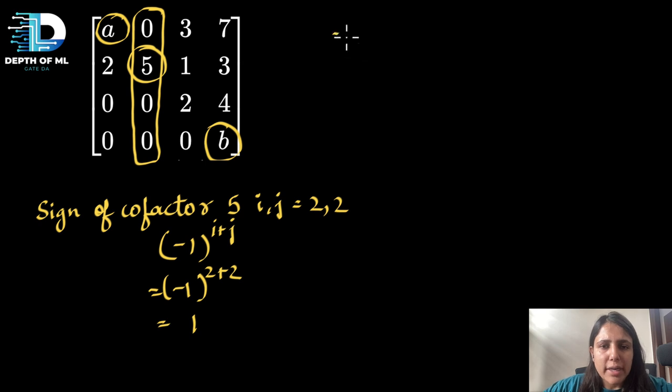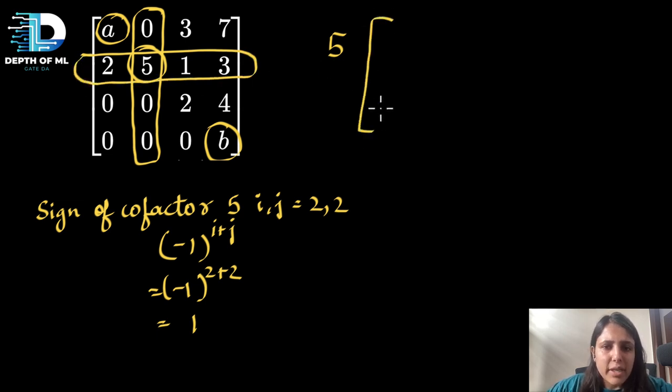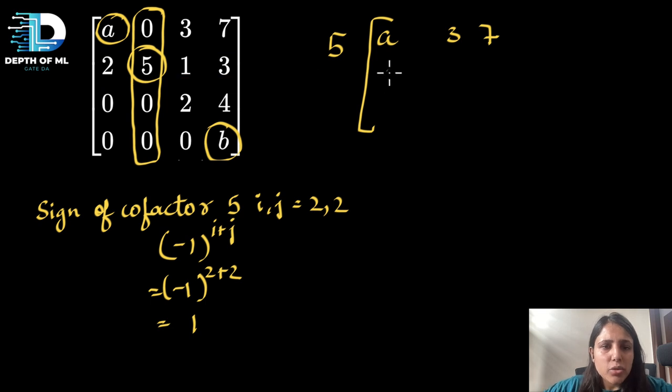So I will write it like this, 5. Now I will hide the row and the column where this particular value is, and I will copy whatever is left in the matrix: A 3 7. I have eliminated this row, this column and this row, so whatever is left, I am just writing down. Then 2 has been eliminated, so I have 0. Let me draw this again.